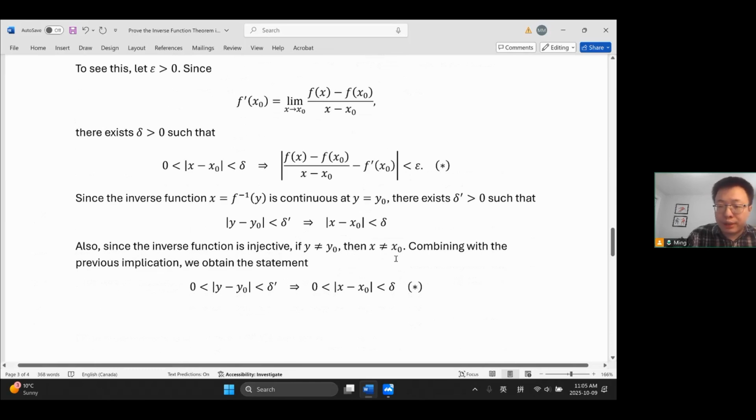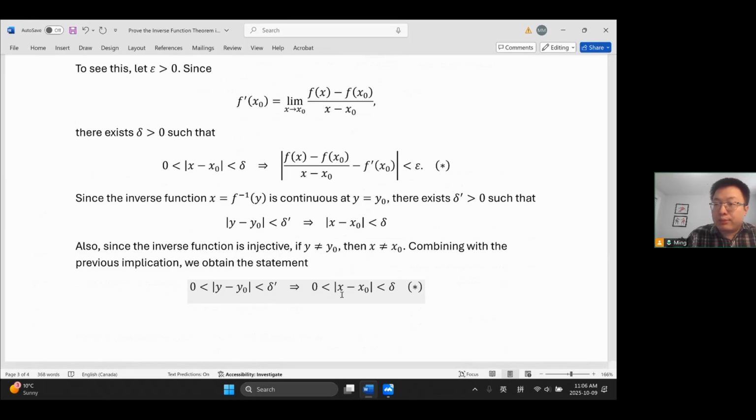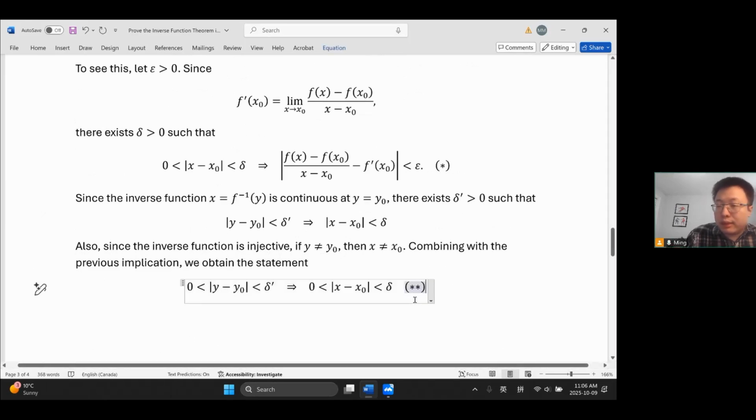So let's combine this with the previous implication. We obtain the statement, if the absolute value of y minus y naught is greater than 0 and less than delta prime, we have the absolute value of x minus x naught is greater than 0 and less than delta. And let's call this implication double star. So now we can see the front part of the implication star is the same as the back part of the implication double star. So now star and double star can be connected if you wish.